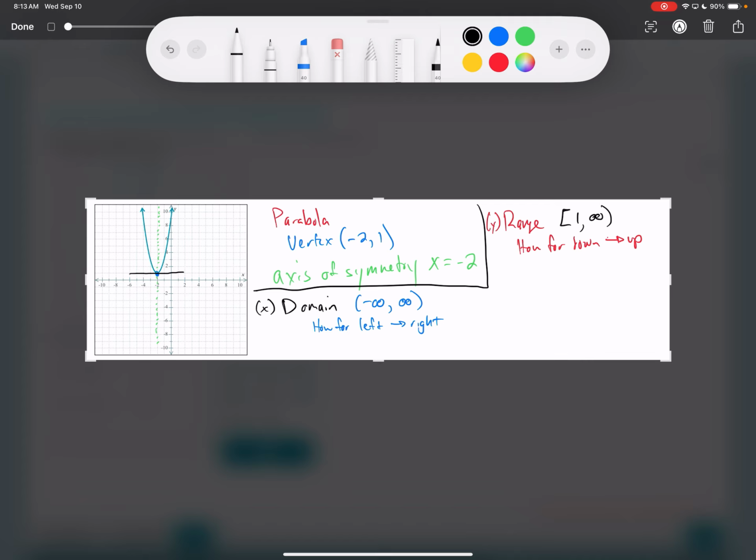Now, one thing about this is something that will always match. This 1 is always going to match up with your vertex, okay? The vertex is either the bottom or the top of the graph, so it will always match up with something in your range. One last thing I just thought about.